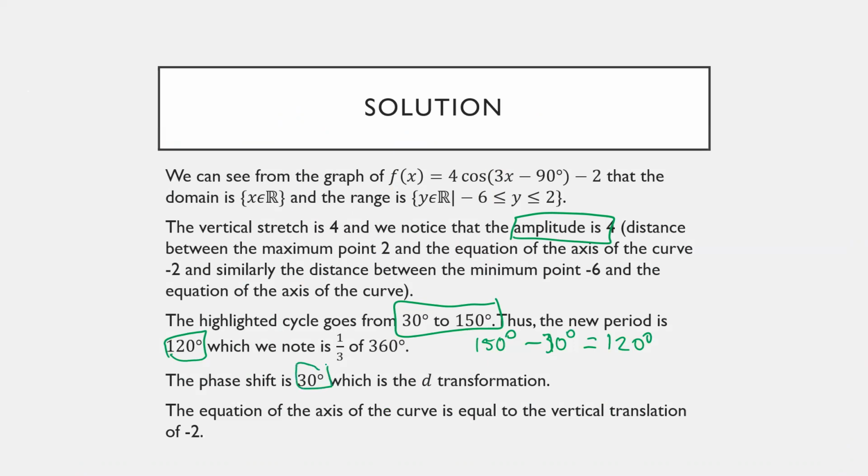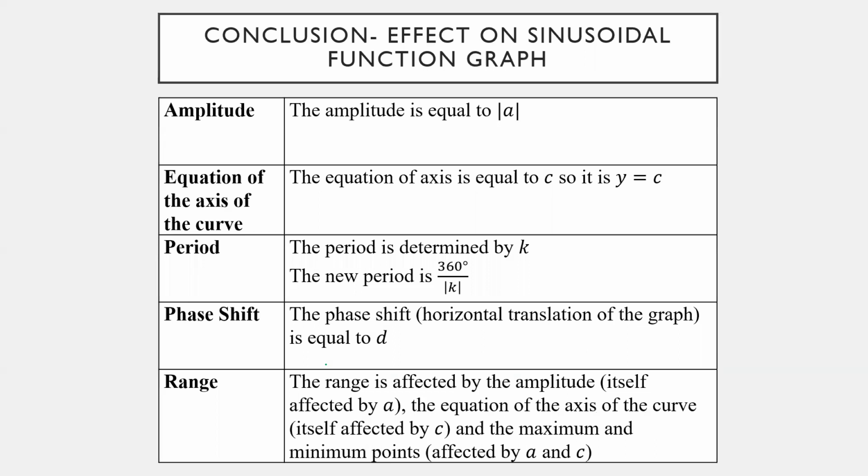And the last part, the equation of the axis of the curve, we can see here that our middle horizontal line is going to be -2 instead of 0. So the equation of the axis of the curve is actually equal to the vertical translation of -2. So we're starting to see here the relationship between the transformations and the key points of the sinusoidal function. So this is actually the big effect that it has.